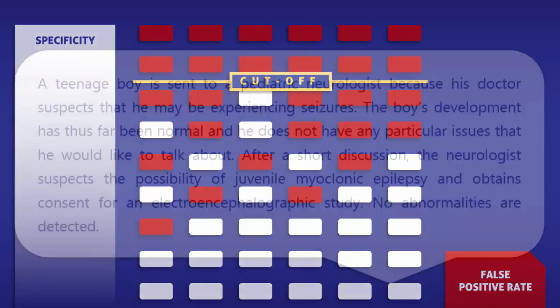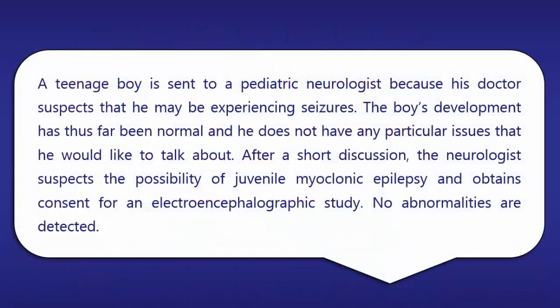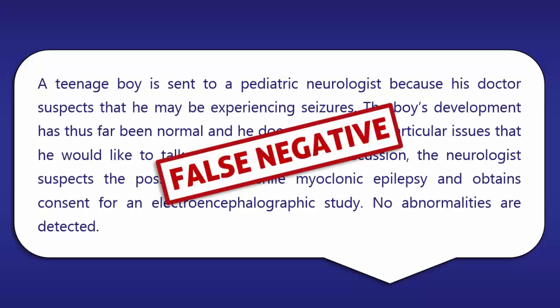A teenage boy is sent to a pediatric neurologist because his doctor suspects that he may be experiencing seizures. The boy's development has thus far been normal, and he does not have any particular issues that he would like to talk about. After a short discussion, the neurologist suspects the possibility of juvenile myoclonic epilepsy and obtains consent for an electroencephalographic study. No abnormalities are detected. This is an example of a false negative. While EEG can be very informative, people with epilepsy very often have completely normal readings in between seizures.